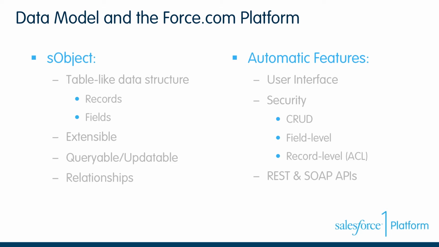There's a full security model built around the S objects. CRUD, if you're not familiar with it, stands for create, read, update, delete. So you can simply define which kind of users and their user profiles are allowed to create records for a particular object, whether they can read them, whether they can update them, or whether they can delete them. That's probably the highest level of security.